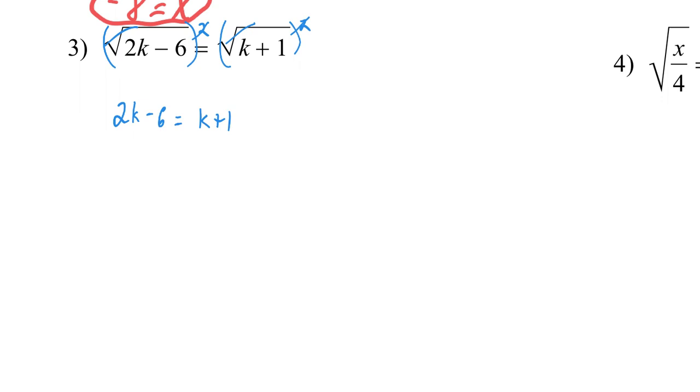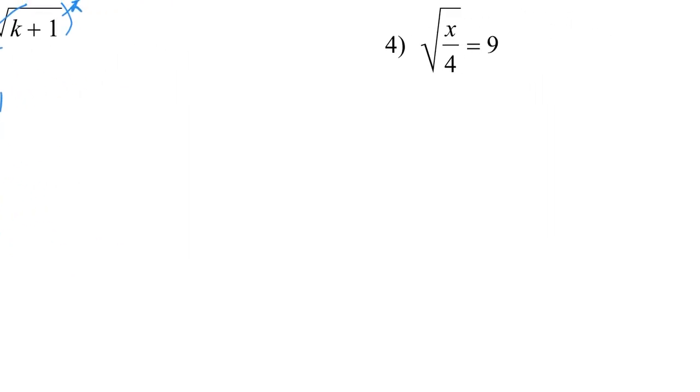So now I want to get the k's on one side. 2k minus 1k, going to be k minus 6 equals 1. And I keep solving for k, so I'm going to add the 6 to get the k by itself. K is equal to 7, and then you're done.